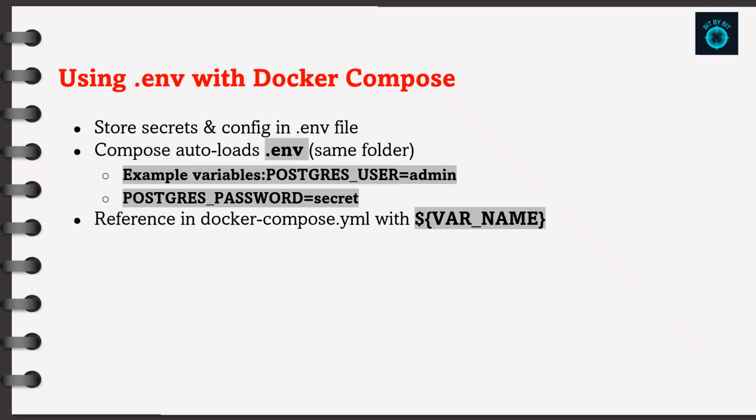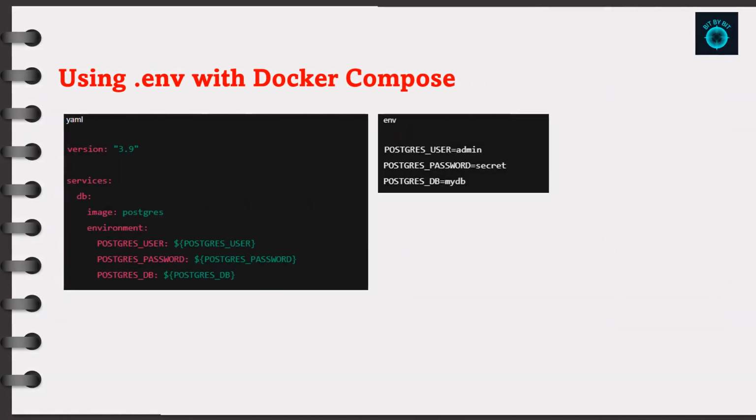In your docker-compose.yml, you can then reference the variables using the $ and curly braces syntax. For example, ${POSTGRES_USER}. This makes your setup cleaner, more secure, and easier to change without editing the main compose file. Here's an example with a Postgres database.